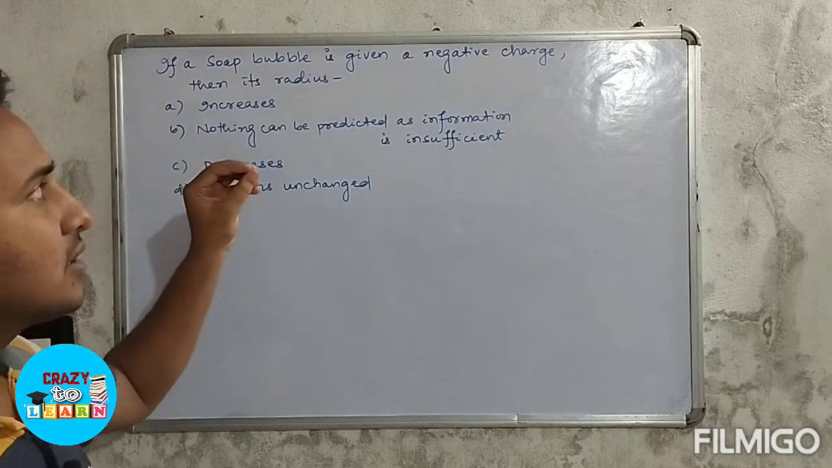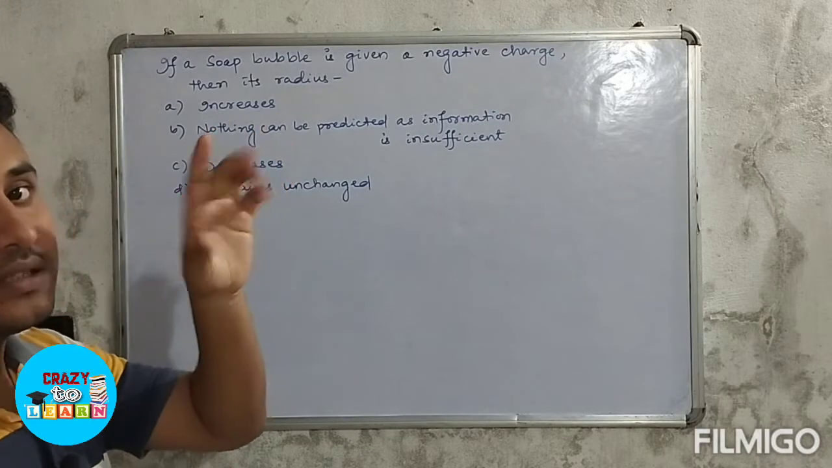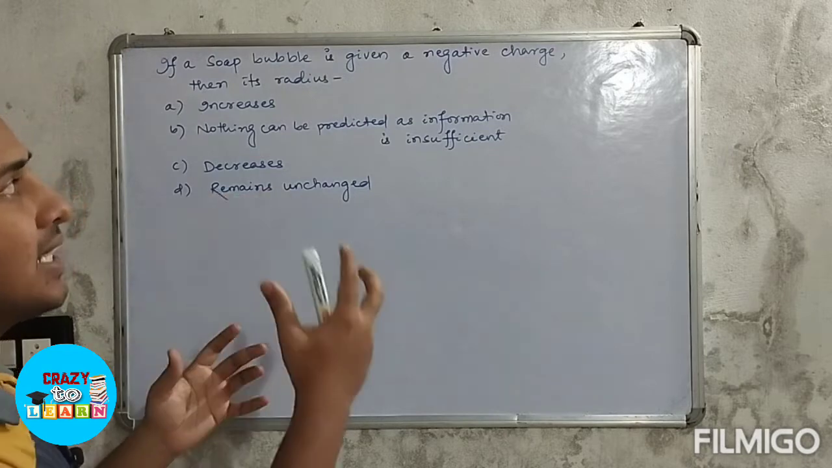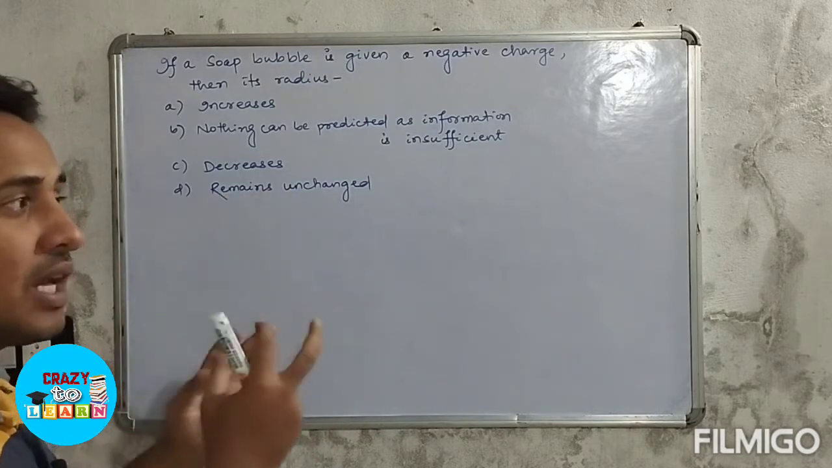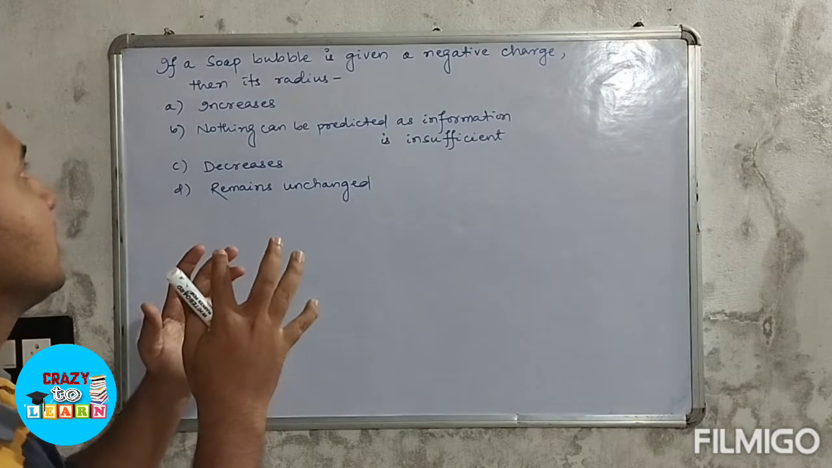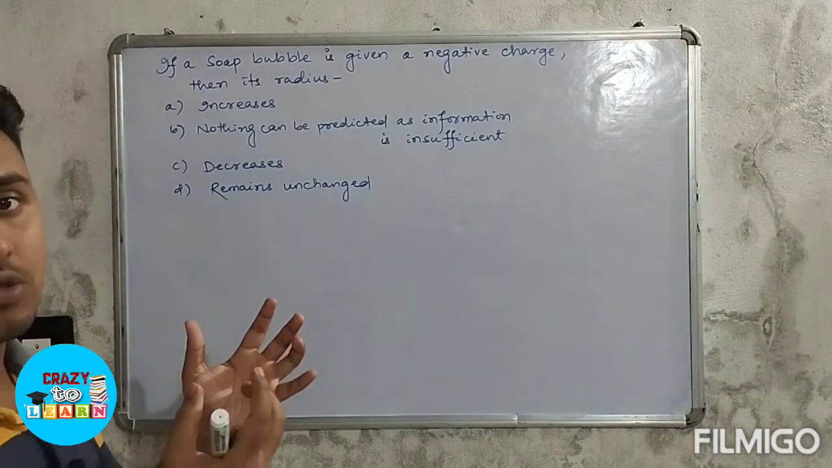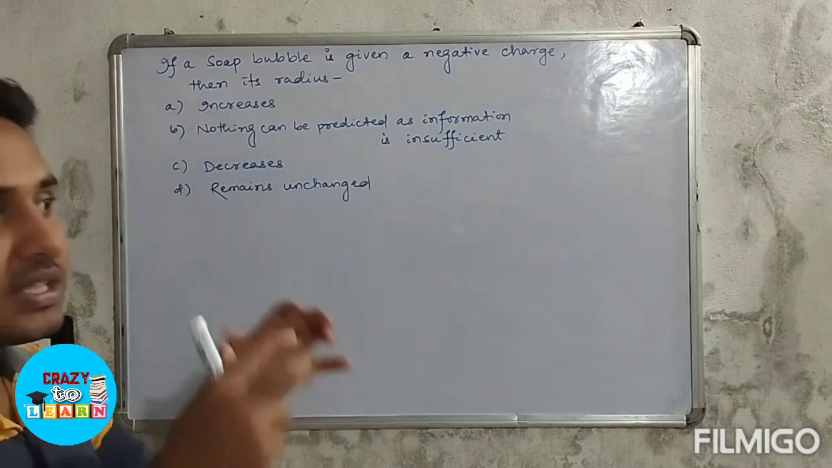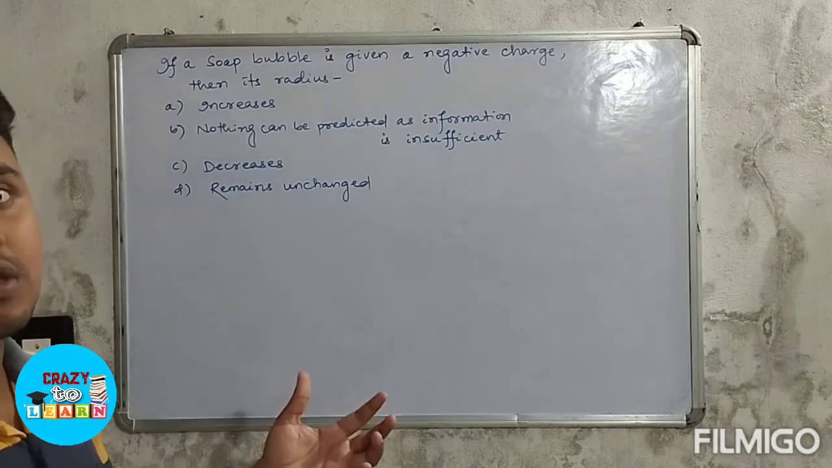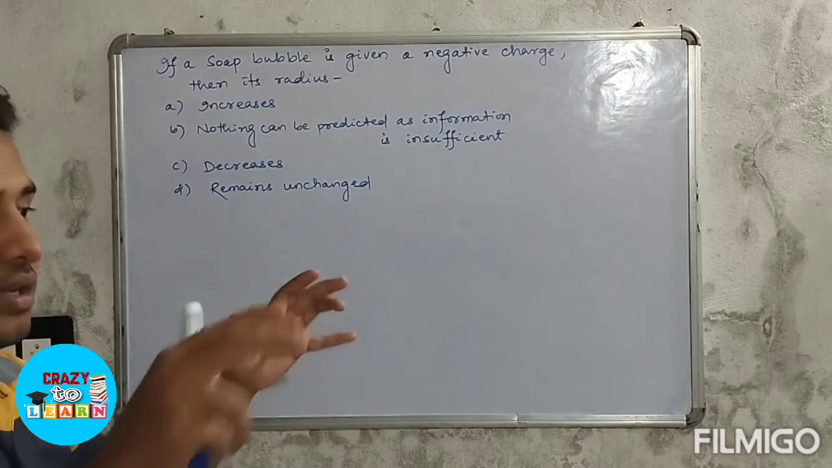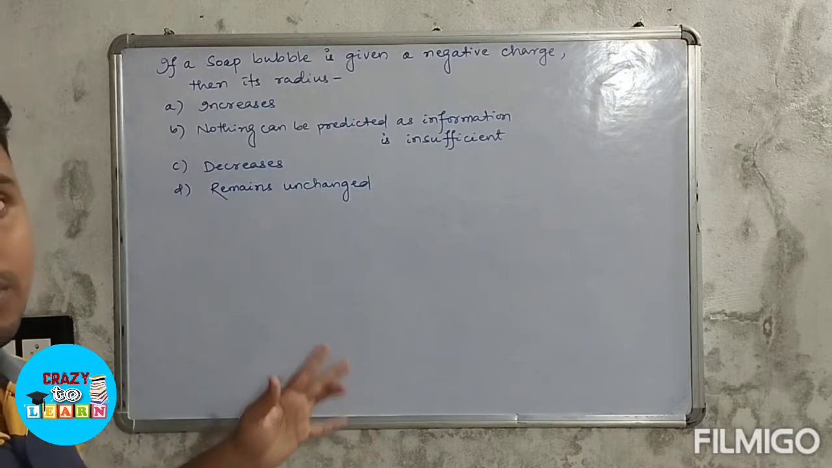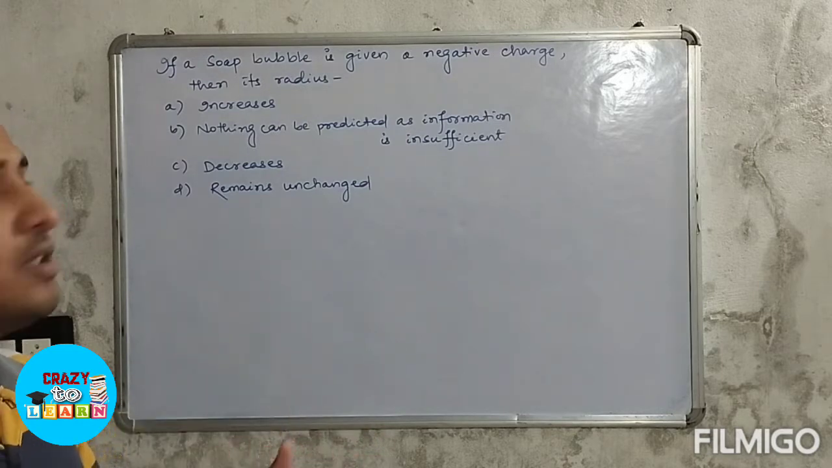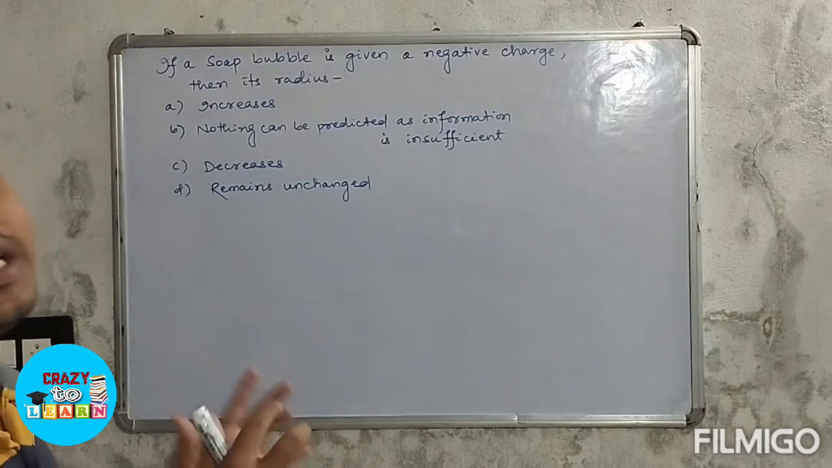It is given that a negative charge is given to a soap bubble. So when a negative charge is given to a soap bubble, due to the electrification, the surface tension decreases. When surface tension decreases, the size will increase. Surface tension is the property by virtue of which the surface area tends to decrease. So as the surface tension decreases here, the size of the soap bubble will increase.